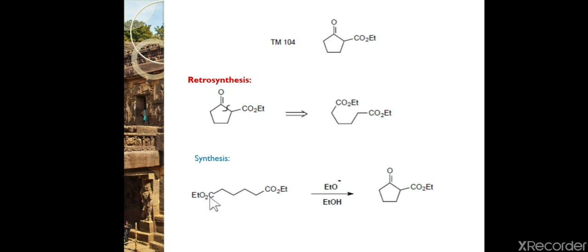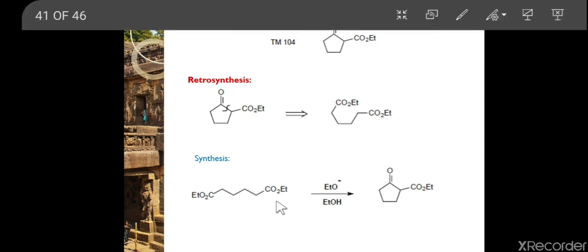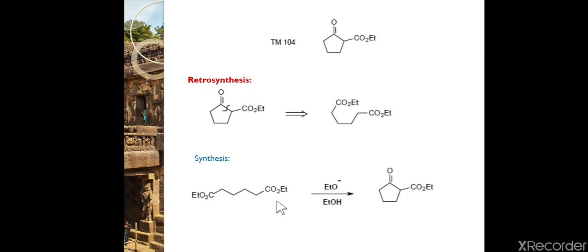How many carbons are there in the ring? 1, 2, 3, 4, and finally this carbanion one is 5. So we get a 5-member ring with CO and CO2Et. This is how we are going to generate a 1,3-dicarbonyl compound.